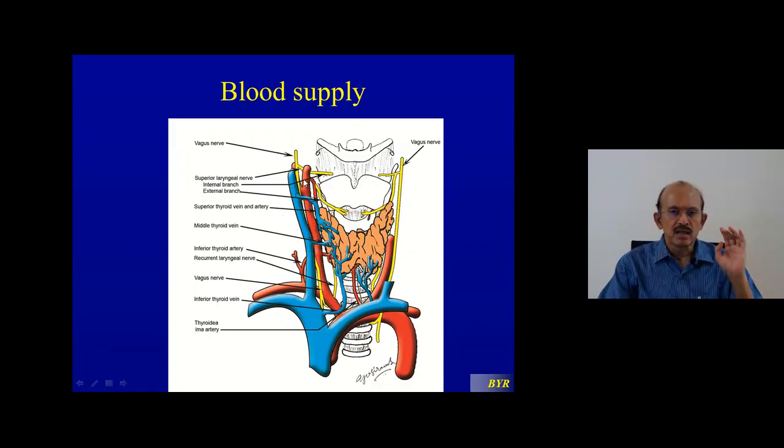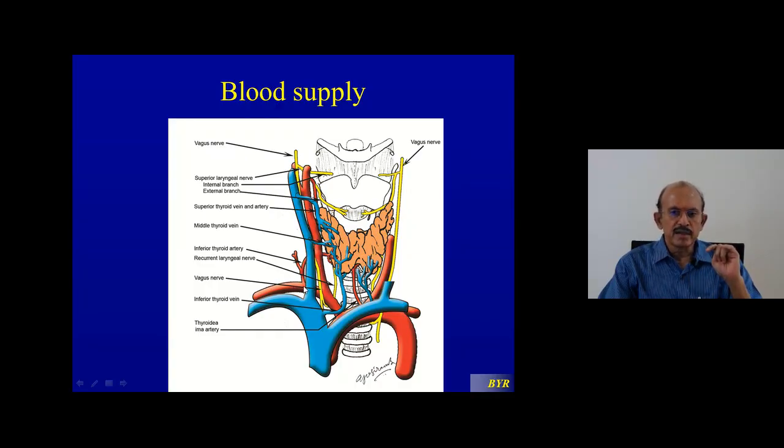From the external carotid artery, a branch comes. The first branch is the superior thyroid artery. The superior thyroid artery comes down and supplies the thyroid gland. Then there is one more vessel, the inferior thyroid artery. This inferior thyroid artery doesn't arise from the carotid artery. It arises from the subclavian artery. This is the subclavian artery.